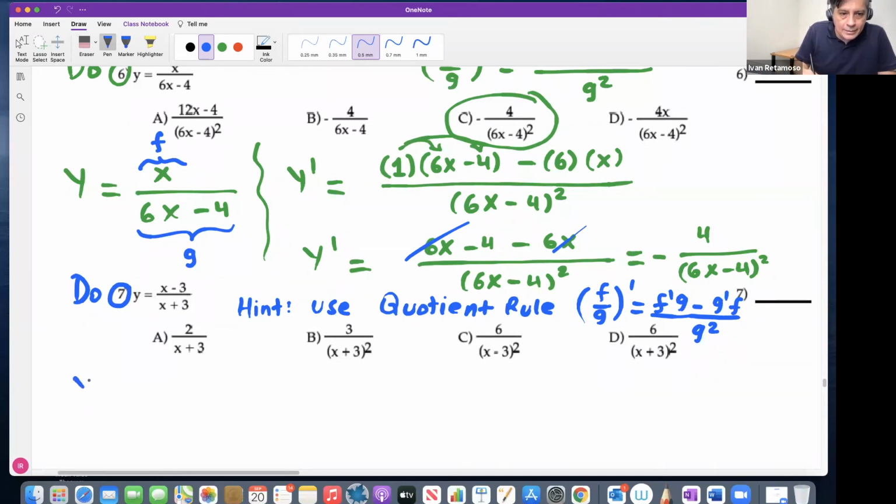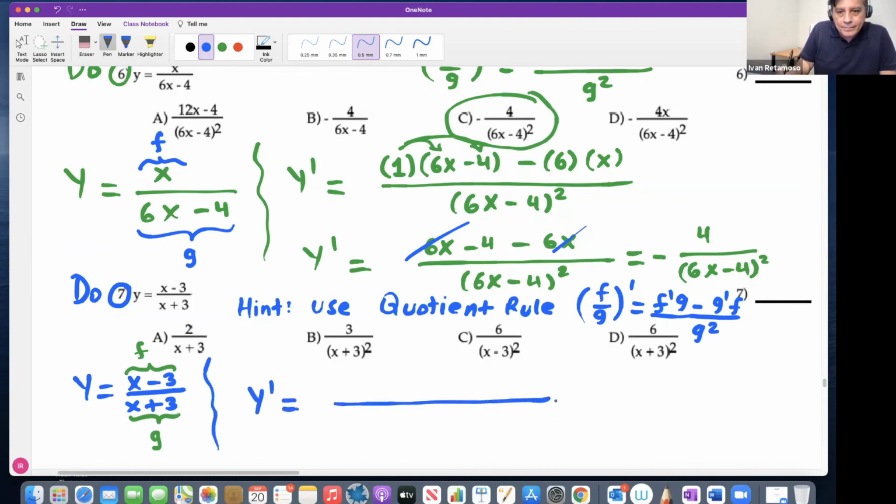Call this your function, x minus 3 over x plus 3. Call the one on the top your function f, and call this one your function g, x plus 3. And use the quotient rule to solve this. And remember, the denominator, it's an agreement, should not be expanded. You just keep it in power form or factor form.